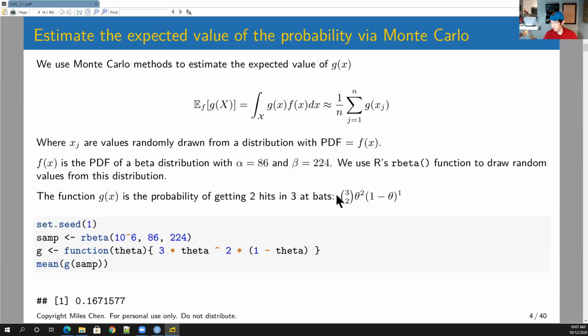And then g is this, 3 times theta squared times 1 minus theta to the 1. So this is going to do this, and I apply g to all the values in my sample, and then I take the mean of that, and I get this, 0.16715. Okay, so this is our estimated value. On Friday, we also worked through the analytic solution, but here we're just going to take a look at the Monte Carlo value.